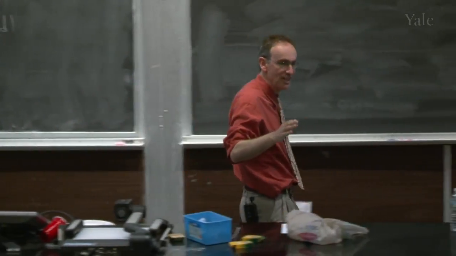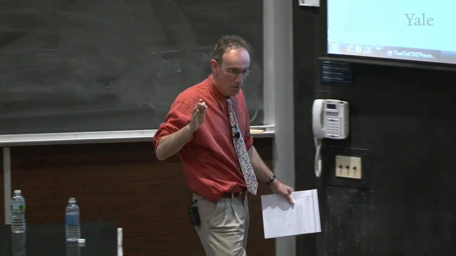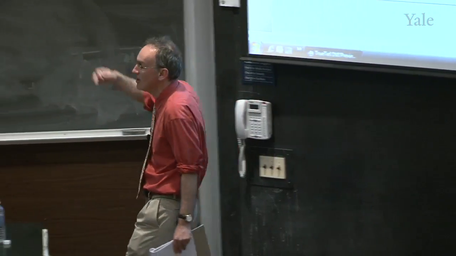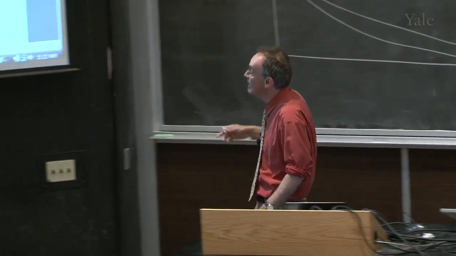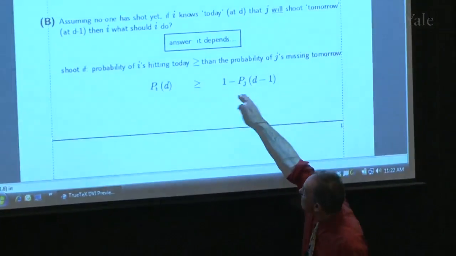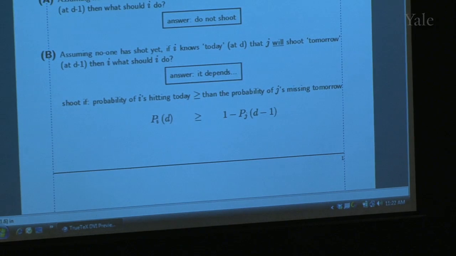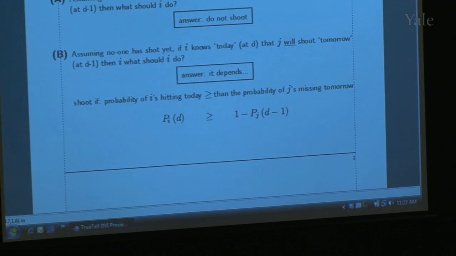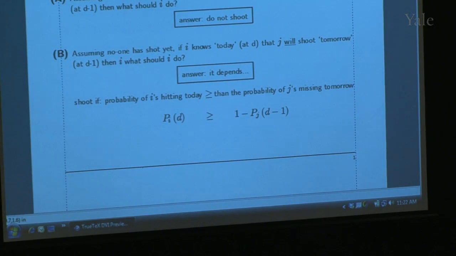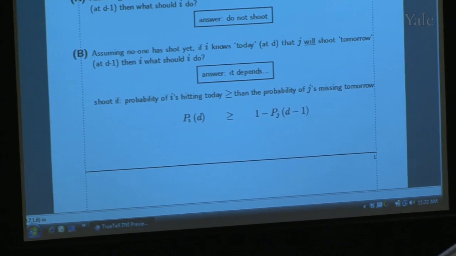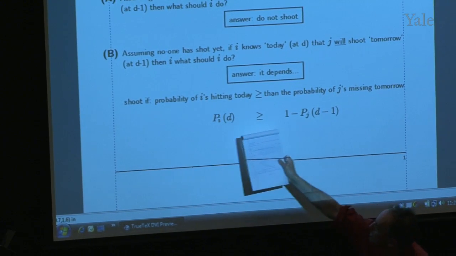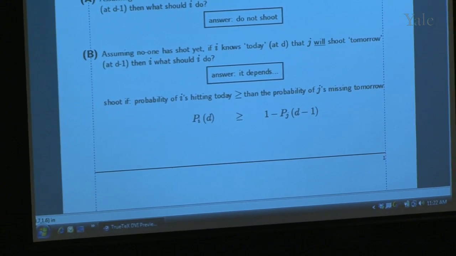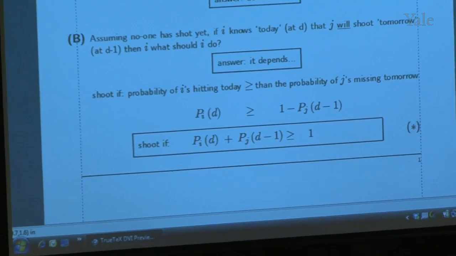That's about as hard as the math's going to get, so let's just make sure everyone's okay with that. The probability that I hit tomorrow, we know what that is, that's just PID, as we called it. The probability that J hits tomorrow is PJ D minus 1, and 1 minus that must be the probability that J misses. Now, hold on to your seats for my one piece of algebra. I'm going to take this PJ D minus 1 and add it to both sides. That was my algebra.